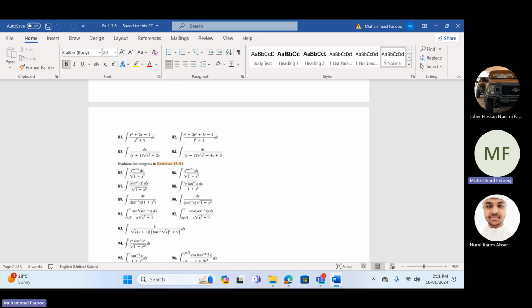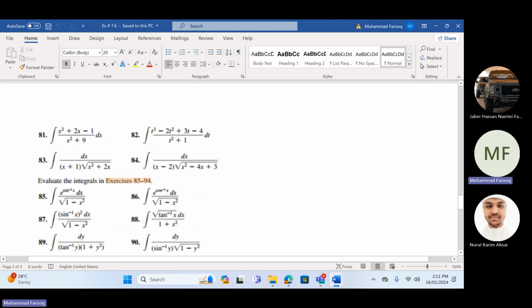Here we need first long division, because look at the degree of the numerator. In question 81, what is the degree of the numerator? 2, and down, 2. The degrees are the same. And in question 82, the upper degree is more than down. These two situations are not allowed to use the rules which we have done. The upper degree must be less than down. Then you can use tan inverse or secant inverse or sine inverse.